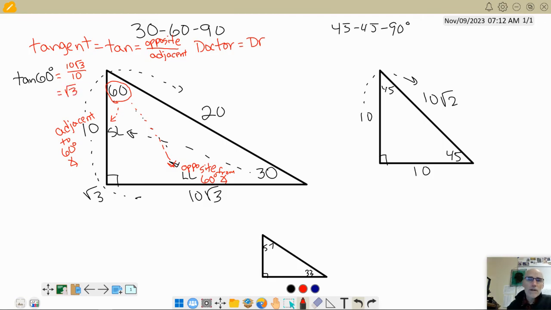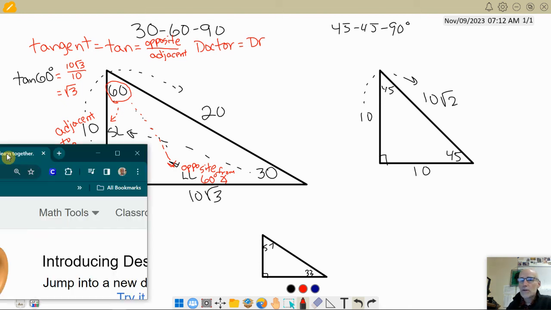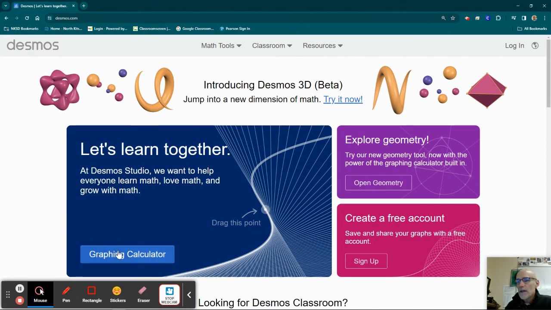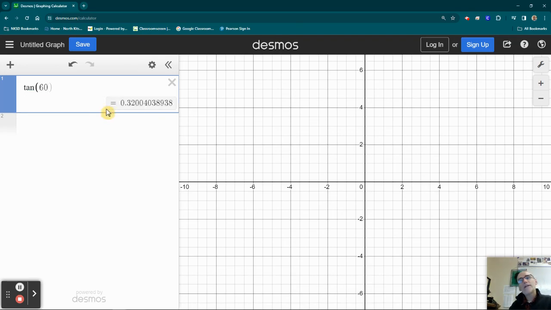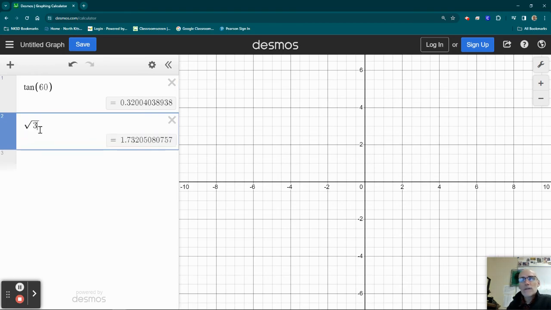Now I want to see if that's really true. So I'm going to go over to Desmos here, and I'm going to put that on your screen, and we're going to try this out. So I'm going to type into Desmos T-A-N. Notice that it changed from that italics font to a straight-up font. It recognizes what I'm talking about. Then I'm going to open a parenthesis and put down 60. And that's not what I was expecting. We just said that the square root of 3 is the tangent ratio.